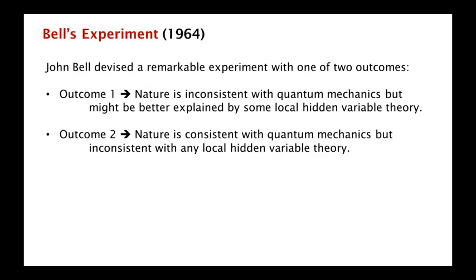If outcome 1 is true, then nature is inconsistent with quantum mechanics and in fact can be explained by some local hidden variable theory. But if outcome 2 is true, then nature is inconsistent with any local hidden variable theory. It rules out every local hidden variable theory, and in fact nature is consistent with quantum mechanics. And so Einstein's dream of finding a more complete theory for nature is doomed.